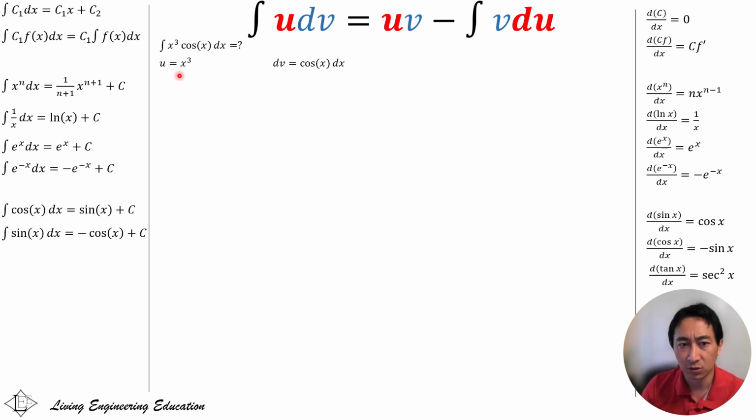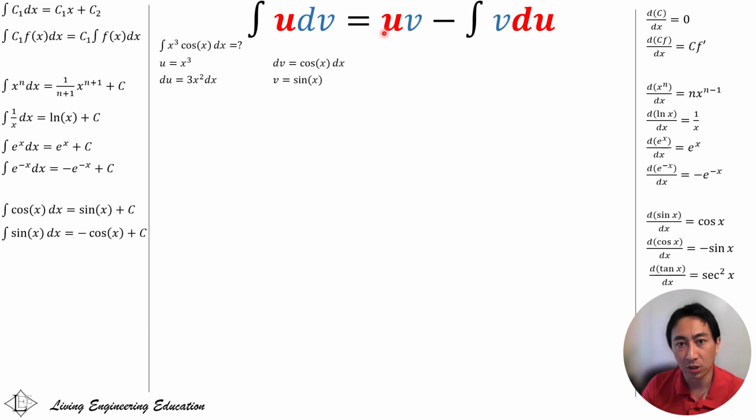So remember, the first step is just define u and dv. The next step is to define du and v. So if u is x cubed, du will be 3x squared. And if dv is cosine x dx, I'm going to integrate this. So I need to figure out the integral of cosine, which is sine. So I'll have sine of x. So du will be 3x squared. v will be sine x.